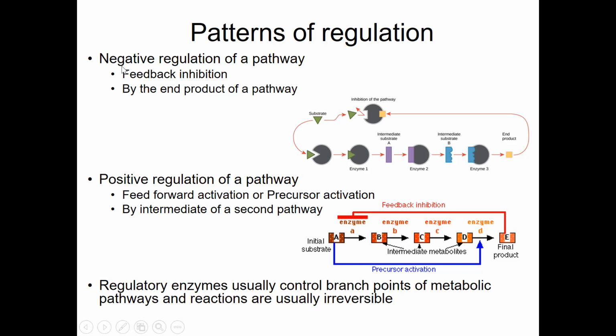So this is an example of negative regulation of a pathway. This is what we refer to as feedback inhibition or end product inhibition, where again the end product comes back and inhibits an earlier step in the pathway.